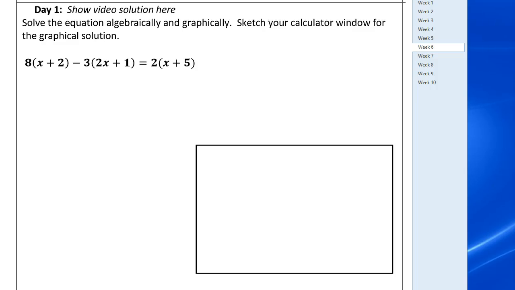Here is the answer for day 1. Solve the equation algebraically and graphically. When doing it graphically, sketch the window from your calculator screen. So let's first solve this algebraically.